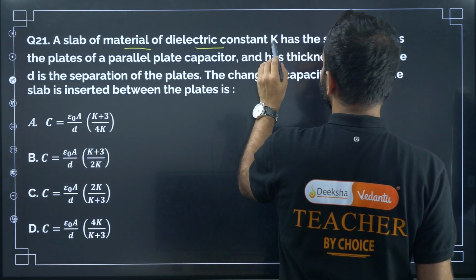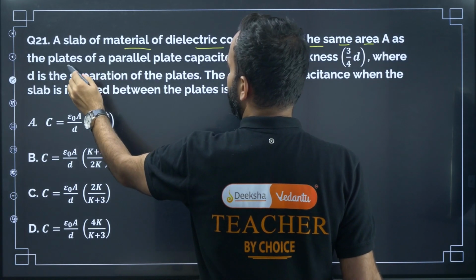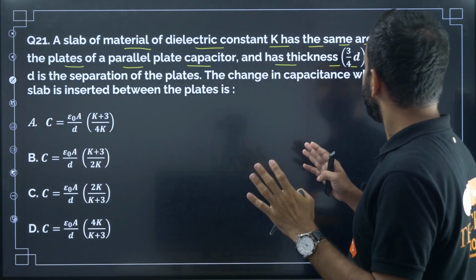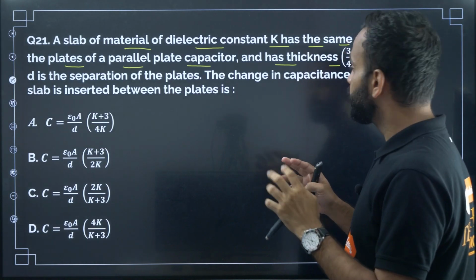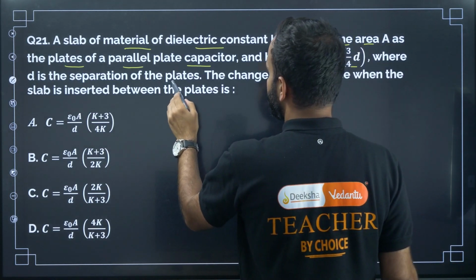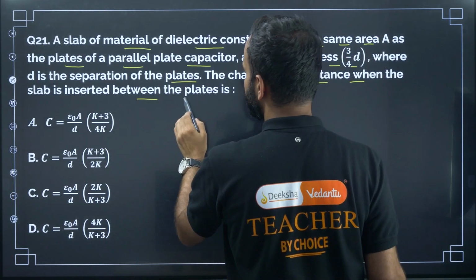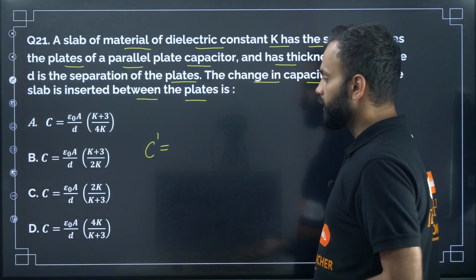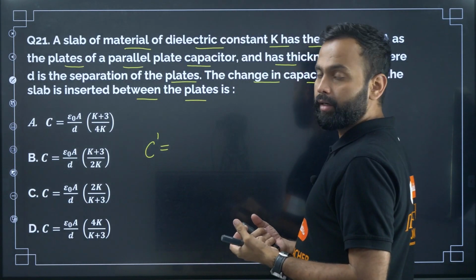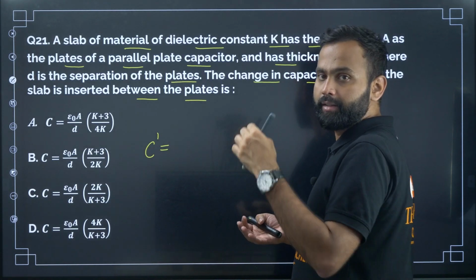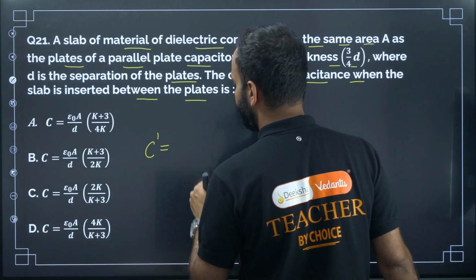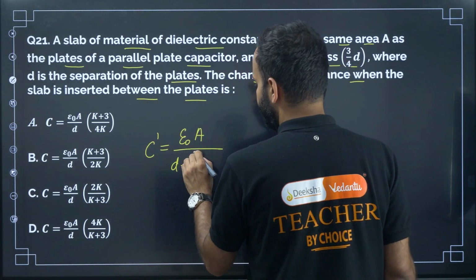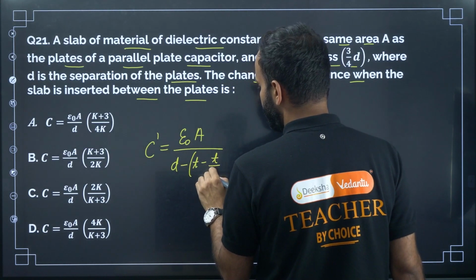A slab of material of dielectric constant K has the same area A as the plates of parallel plate capacitor and has thickness 3 by 4D. Okay, thickness of the dielectric medium is 3 by 4D, where D is the separation between the plates. The change in capacitance when the slab is inserted between the plates. Okay, this one is simple, right? So C dash is equal to, direct question, okay, when the dielectric material of thickness T is inserted between the parallel plate capacitor, the new capacitance will be C dash is equal to epsilon naught A divided by D minus T minus T divided by K.